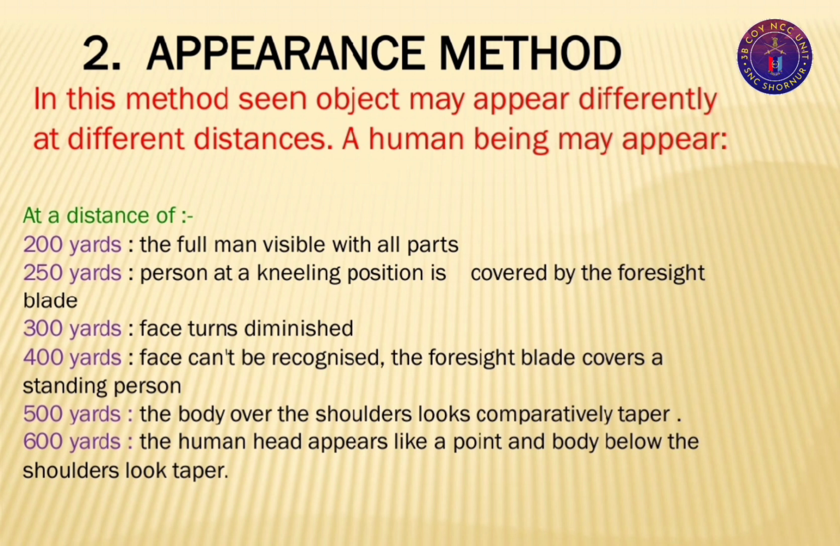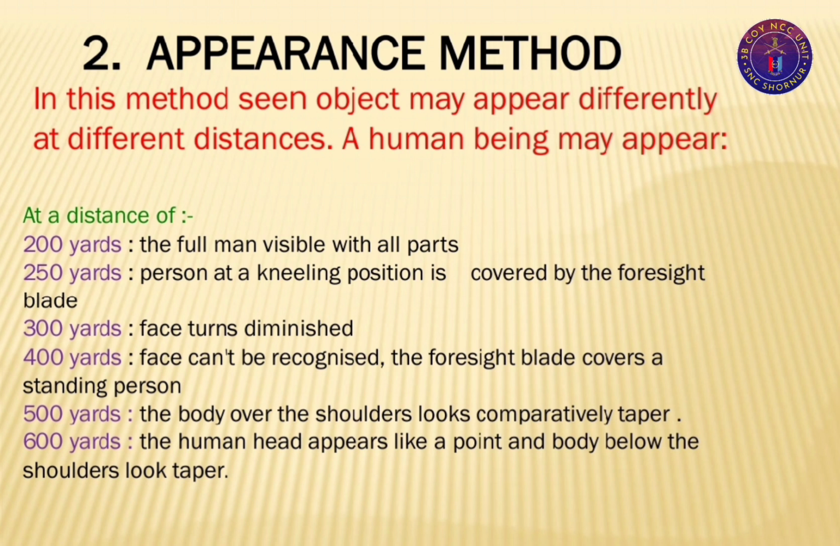The second method of judging distance is appearance method. In this method, the distance can be judged by noting the detailed appearance of a man at various ranges. And this is the best method under service conditions. At a distance of 200 yards, the full man is visible with all his parts. That is, all the parts of the body are distinguished at 200 yards. At 250 yards, a person in a kneeling position is covered by the foresight blade of the rifle. And at 300 yards, the face turns diminished or blurred.